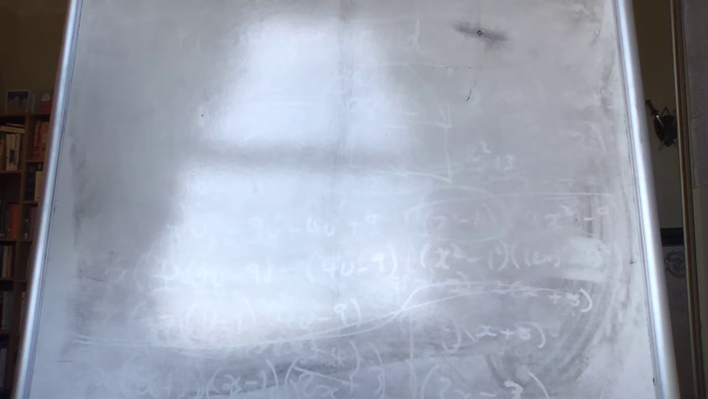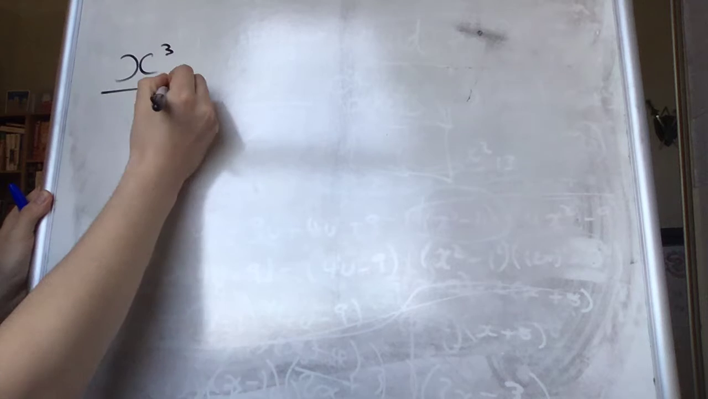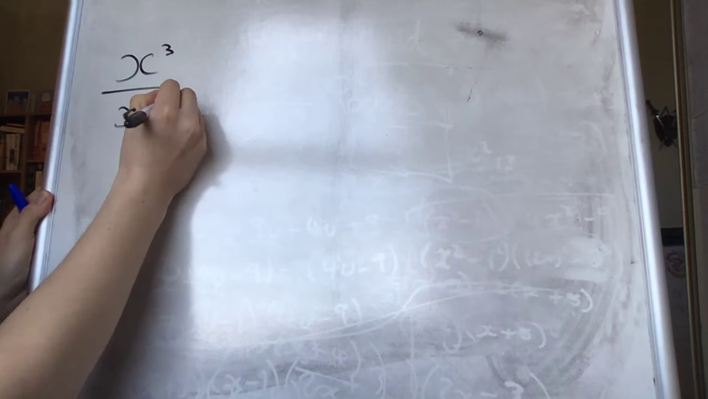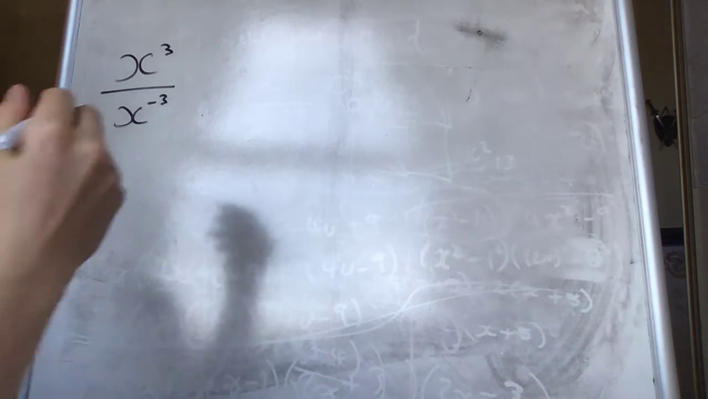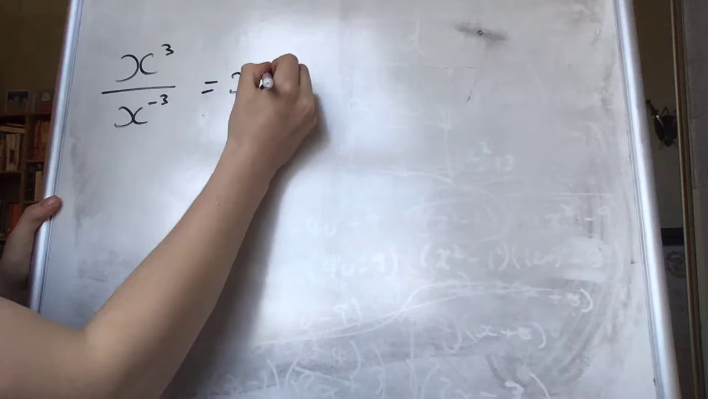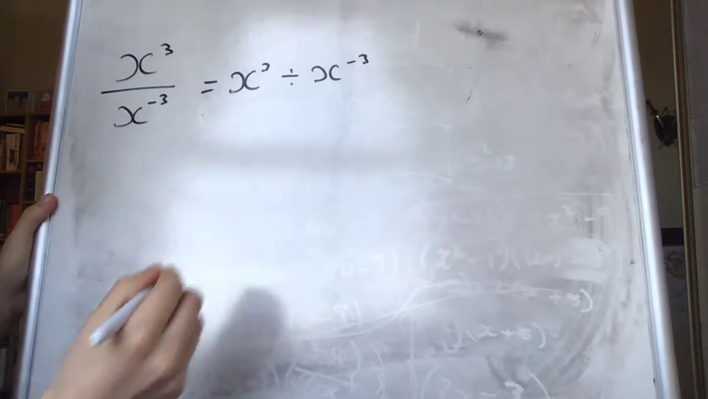Today we're going to be looking at negative and fractional indices. So let's start with an example. Let's say we have x to the power of 3 over x to the power of negative 3. Now when we have an arrangement like this, this is the same as saying x to the power of 3 divided by x to the power of negative 3.